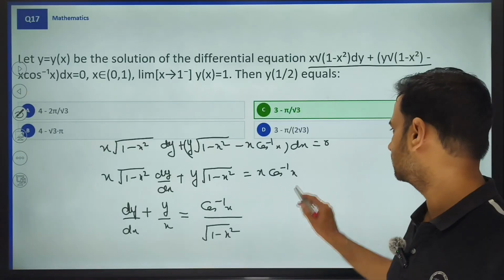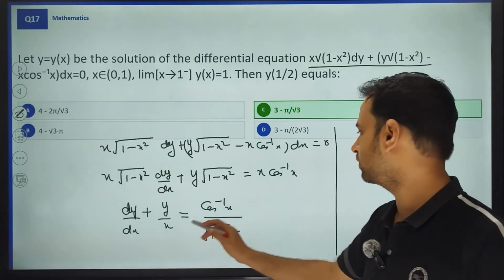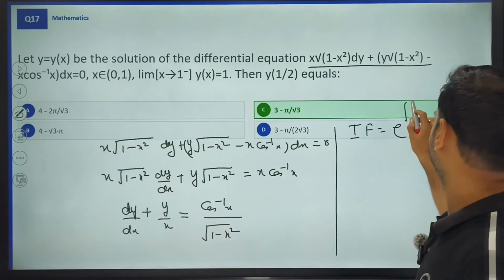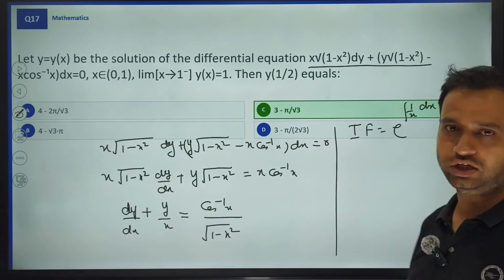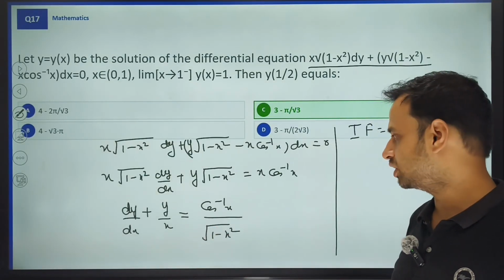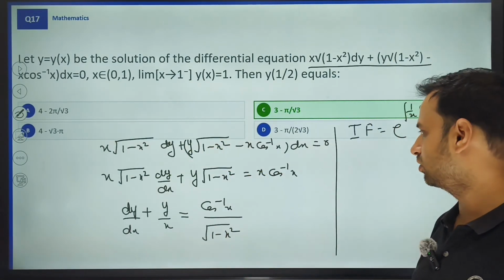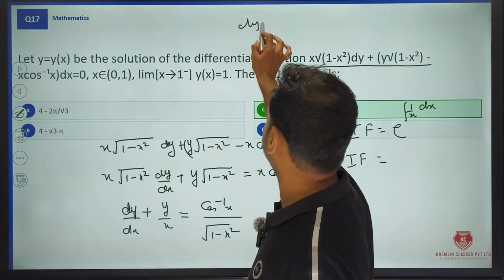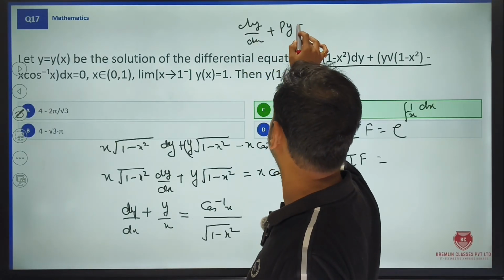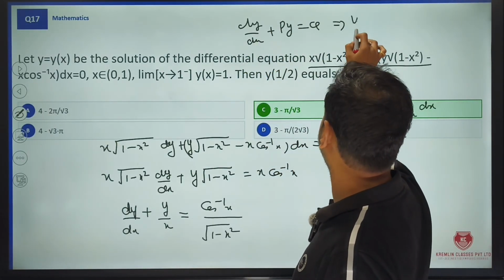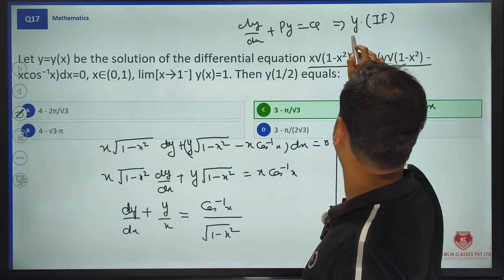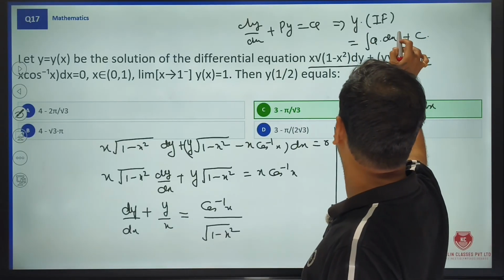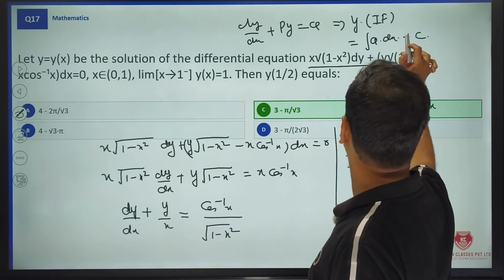Now this is a linear differential equation, and we know that we have to find the integrating factor first. Integrating factor will be e to the power integral of p dx, where p is 1 by x. We need not explain the linear equation here because the question will then go very long. For the linear differential equation dy by dx plus py equals q, the solution is given by y into integrating factor equal to integration of q into integrating factor dx plus c. I am writing it for your convenience.